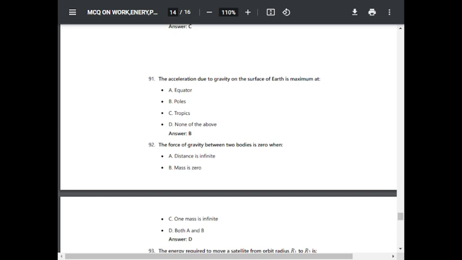Question number 92. The force of gravity between two bodies is 0 when: option A, distance is infinite; option B, mass is 0; option C, one mass is infinite; option D, both A and B. The correct answer is both A and B. When distance is infinite, the force of gravity is 0. When mass is 0, the force of gravity is also 0. The correct answer is D, both A and B.